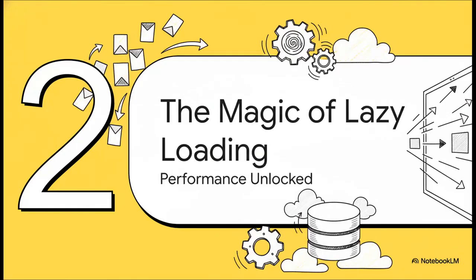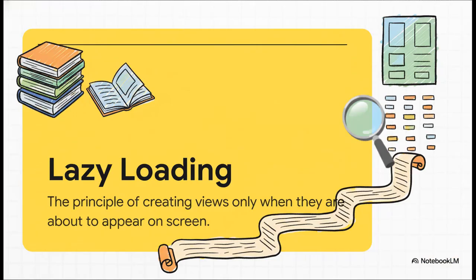The secret sauce, the real magic that makes all of this possible, is a concept called lazy loading. And trust me, understanding this is a total game changer for building high-performance apps. Now, don't let the word lazy fool you. It's actually incredibly smart. It just means SwiftUI does the absolute minimum work necessary at any given moment. So instead of creating all 10,000 of your views the second the screen loads, it only creates the handful that are actually visible on screen.